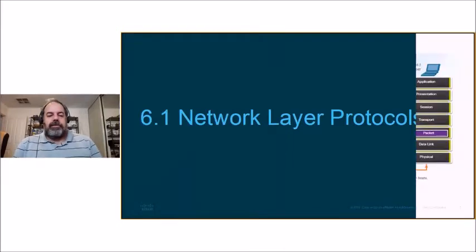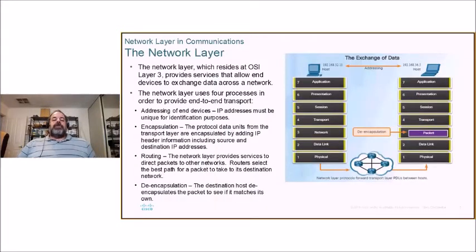Network layer protocols. Again, having a look at the OSI model, the network layer is layer 3. It provides services that allow end devices to exchange data across a network. The network layer uses 4 processes to provide end-to-end transport. First, addressing of end devices, so IP addresses must be unique for identification purposes. Second, encapsulation: it has its own header information that it puts on the data for transmission, a header that has source and destination IP addresses, among other information.